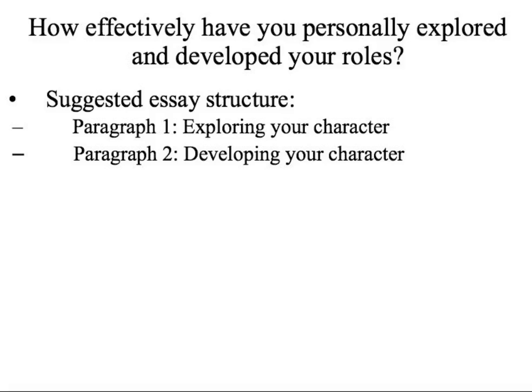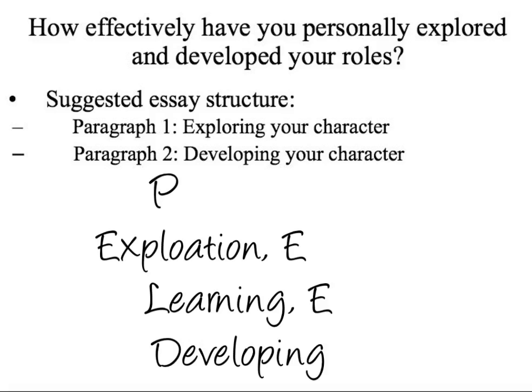The first way is to structure it in terms of two paragraphs. The first one focusing on the exploration activities, how you've explored your character, what you've learnt about it, and then the second paragraph is looking at developing your character. The second way I would suggest you structure this, and I'm sorry this hasn't come out quite as I would have liked, is to structure it in terms of point, evidence and explanation. So your point is talking about your exploration. I've spelled that wrong, sorry.